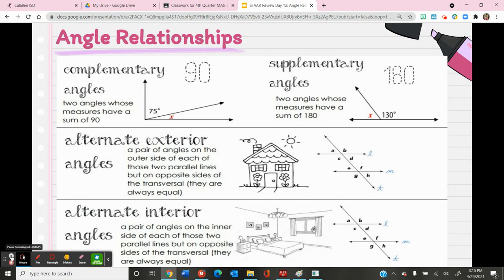So the first one we're going to discuss is a complementary angle. Complementary angles are two angles whose measures have a sum of 90 degrees. That means that I'm going to add two angle measurements together and it should equal 90 degrees.